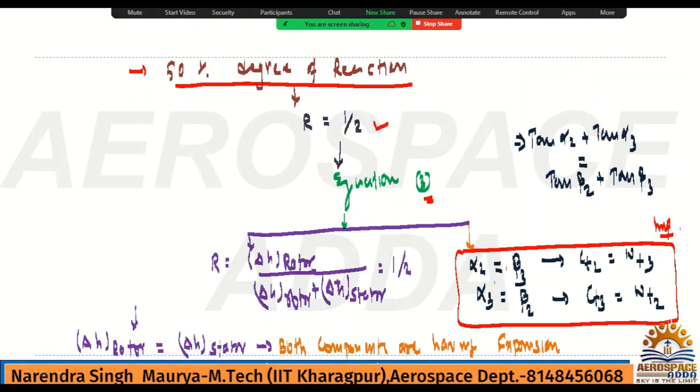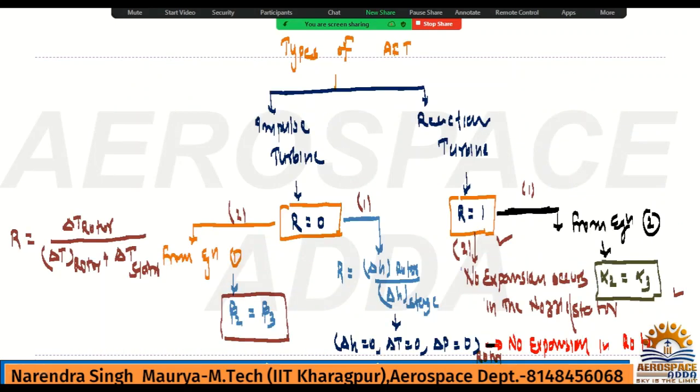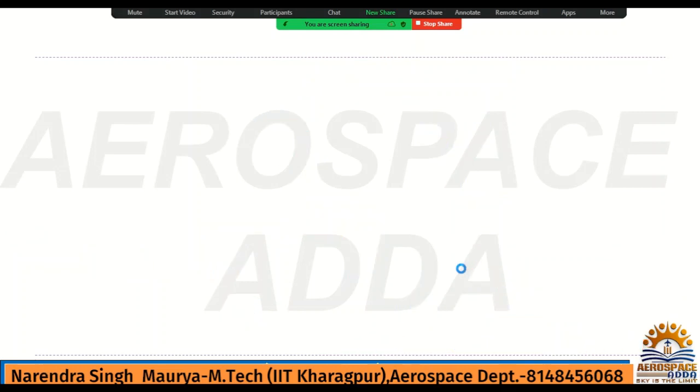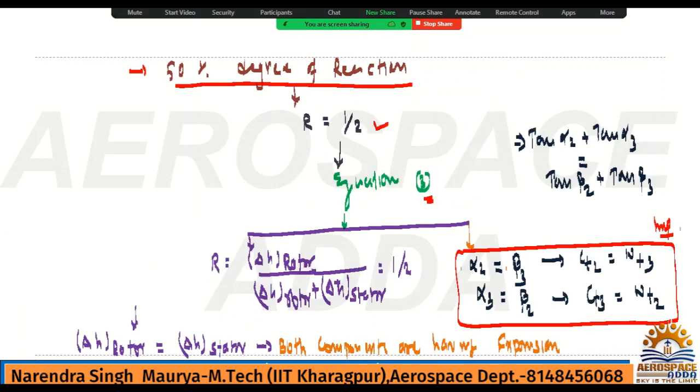And this is the physical meaning of the 50% degree of reaction. And what is the relation angle-wise and velocity-component-wise? This is the relation. From where do you get alpha 2 is equal to beta 3? From this equation 3. If you check equation 3, you will get this result. So I think it is now very clear. You have seen the degree of reaction when it is 0, when it is 1, and when it is 50%. And this 50% degree of reaction is very desirable for any turbomachinery.